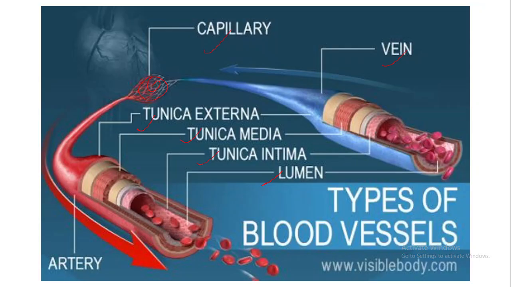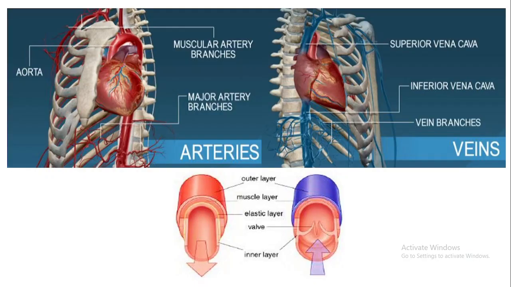Next slide. This is about the arteries. Look at this. The largest artery is the aorta. Muscular artery branches out here. Major artery branches out here. This is the aorta. Coming to the veins, superior vena cava, inferior vena cava, and the vein branches. The two major important veins are the superior and inferior vena cava, which carry blood to the heart.